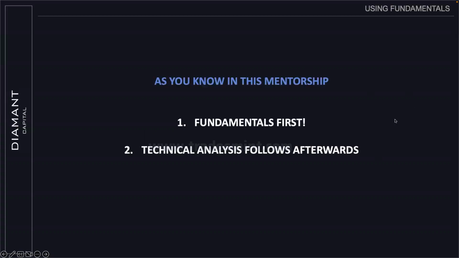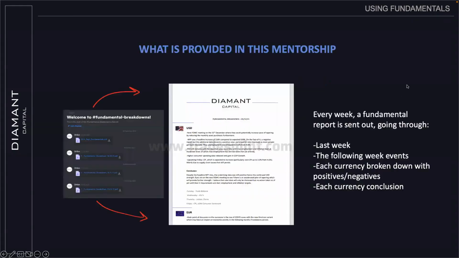Okay, cool. So as you know, in this mentorship, it's always fundamentals first, then you've got that technical analysis that follows afterwards. So you always have that fundamental bias, and then from that, we can find our point of interest to look at trades in a certain direction. Now, what's provided in this mentorship, as you know, every week we send out a fundamental report that goes through pretty much all of last week, what happened, the following week's events, each currency broken down with both positives and negatives, and then each currency as a conclusion.